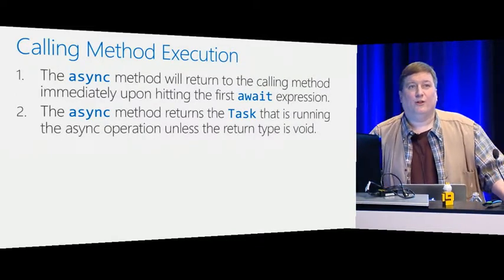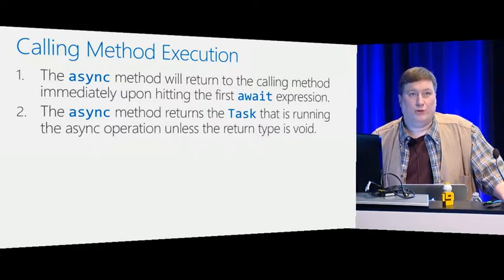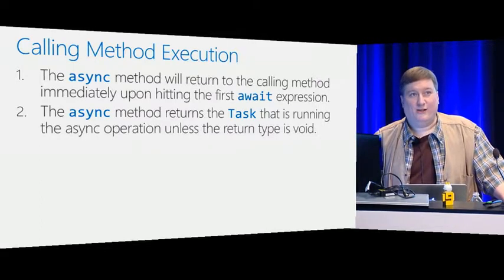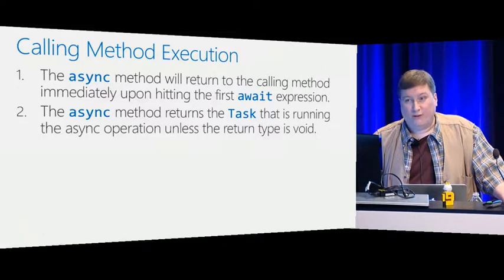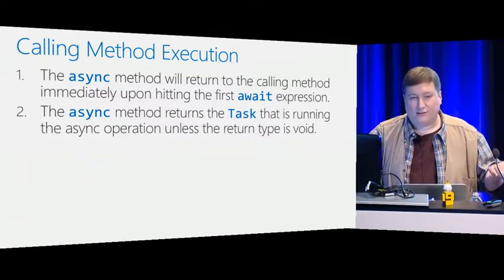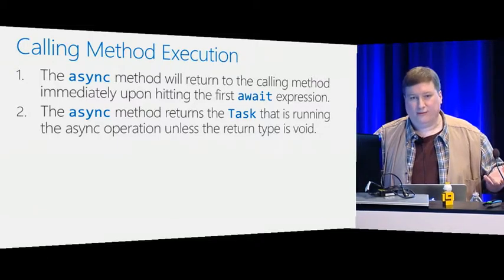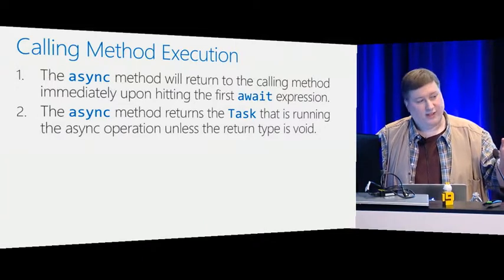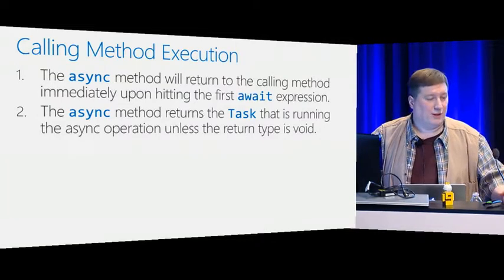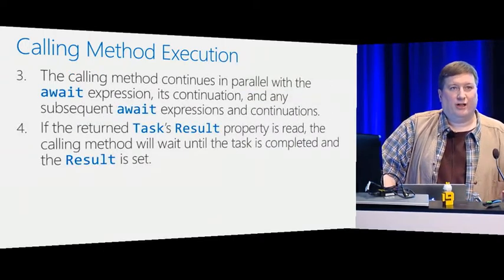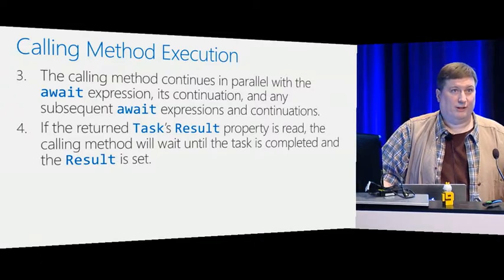The calling method gets returned to as soon as you hit that async operation, the await expression. And then the async method returns the task that is running so that you can query it to see, am I completed? Is it being canceled? Unless the calling method doesn't care. If the calling method doesn't need any information, if it's just a fire and forget of the asynchronous operation, then your asynchronous method can have a void return type. So the calling method will continue then in parallel with the await expression.